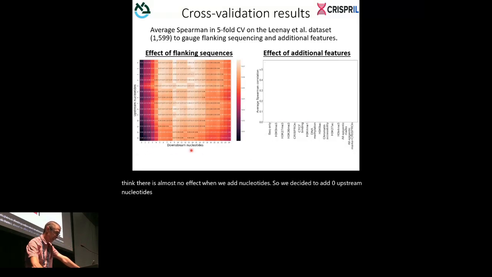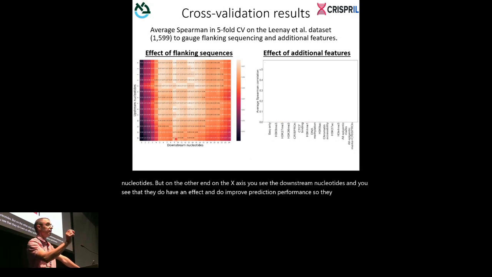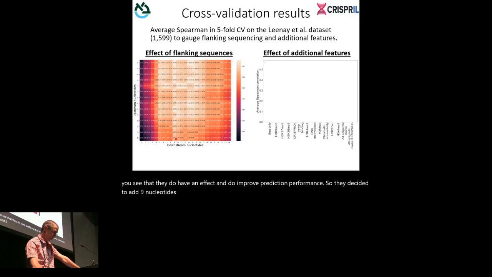But on the other end, on the x-axis, you see the downstream nucleotides, and you see that they do have an effect, that they do improve prediction performance. So we decided to add 9 nucleotides downstream of the PAM sequence.